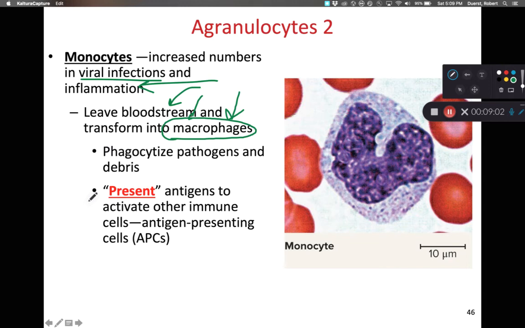And the macrophages, after they clean up the neighborhood, after they phagocytize the bacteria and cellular debris, will take the bits and pieces and present them to other immune cells to help activate the immune response.